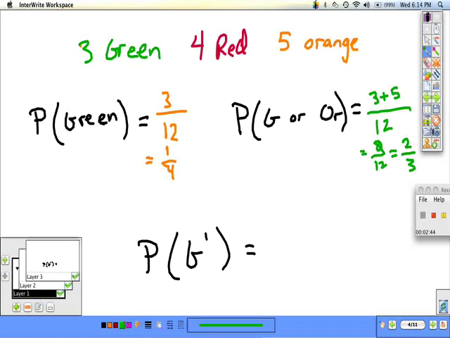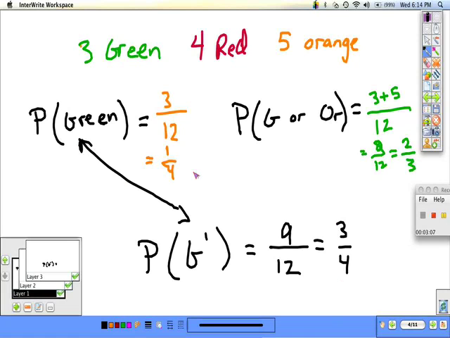The probability of picking the complement of green, or the probability of not green, well, there are 12 possibilities for our pick, and there are 9 things that are not green. The probability of not picking green is 3/4. One thing to know about an event and its complement, green and not green, is their probabilities will always add up to 1.